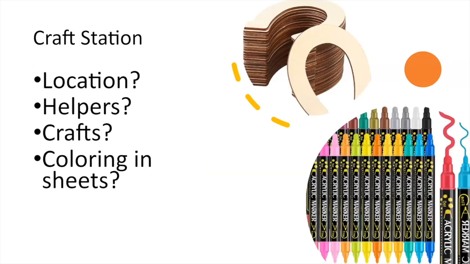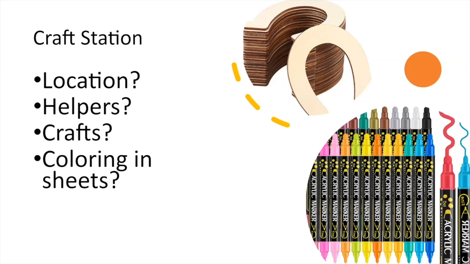My next was a craft station. So you can see on the top, I bought those little wooden horseshoes from Amazon. I think it's $11, $12 for 50 of them. And again, I bought quite a few because I use them in camps. I use them in horsemanship.